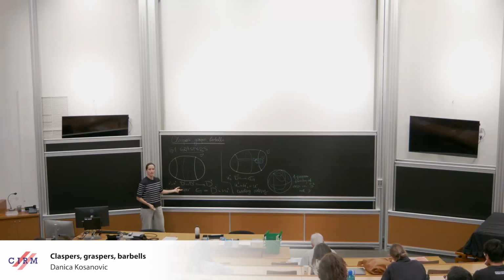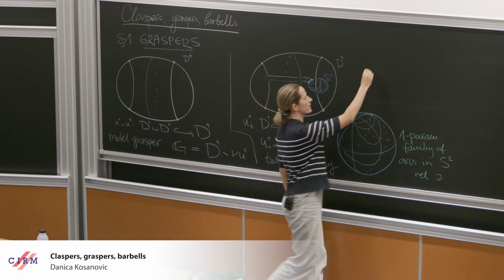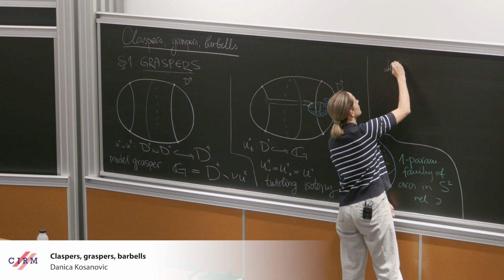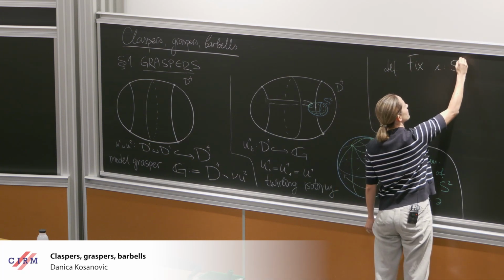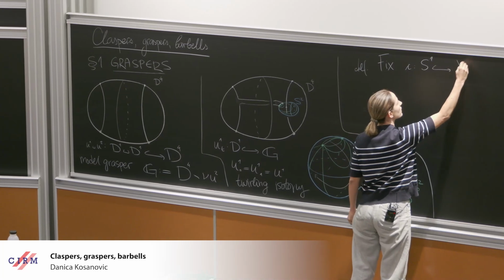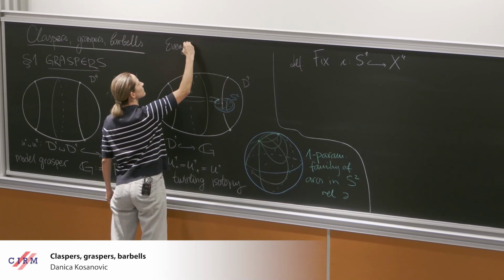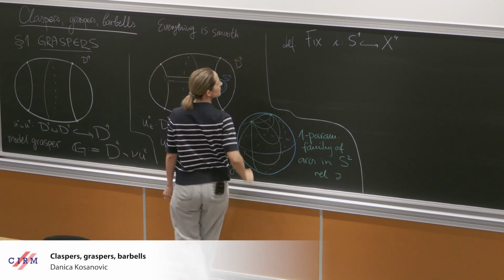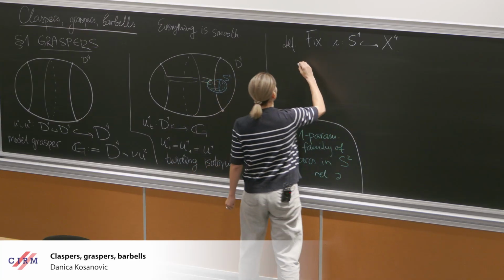And now, as I said, this is just a model. This is a model grasper. In the model grasper, I have an interesting movement of arcs, and now I can just plug it into any 4-manifold. So definition: first of all, fix an embedding C of S1 into X, a 4-manifold. I forgot to say everything is smooth in this talk. So it means smooth embedding, smooth manifolds, and so on. So fix an arc, then a simple grasper.